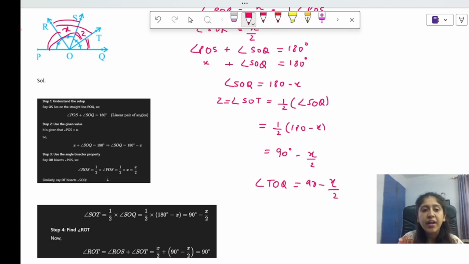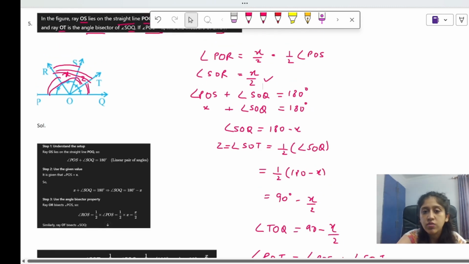Yes. Now I have to find out ROT. Okay. Let's just write ROT. अच्छा, ये किस किस एंगल से बन रहा है? Let's just see. It is formed by angle ROS. Yes, ROS. This is formed out by ROS and SOT. Yes. Can you look at the diagram? ROS and SOT के एडिशन से ये ROT पूरा एंगल बनता है. Okay. ROS. Do we have ROS? ROS की वैल्यू है हमारे पास? Yes, we have over here. Yes. As you can see over here, we have ROS की value is X by 2.